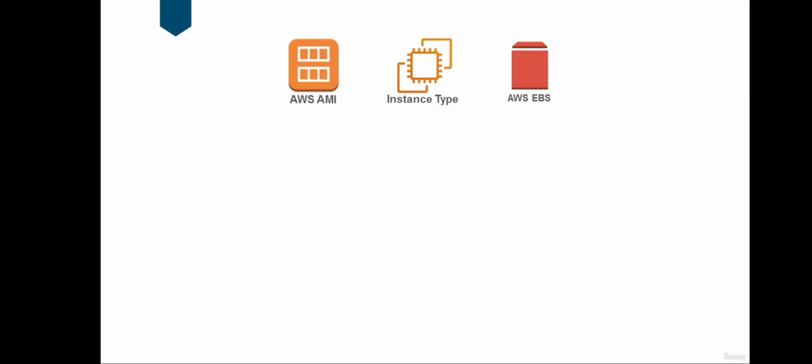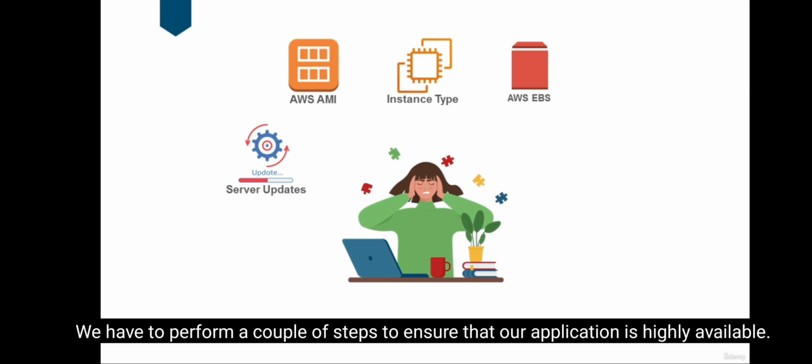As we discussed in the previous video, we have to configure an instance type according to our needs. We will have to select an appropriate storage type, an AMI, and other relevant things for our servers. Also, we have to keep an eye on updates of the servers. We have to perform a couple of steps to ensure that our application is highly available.